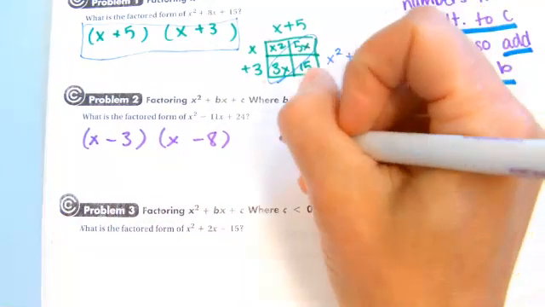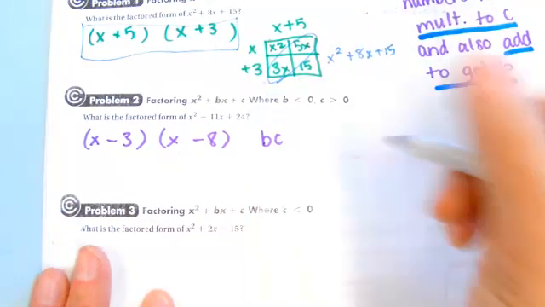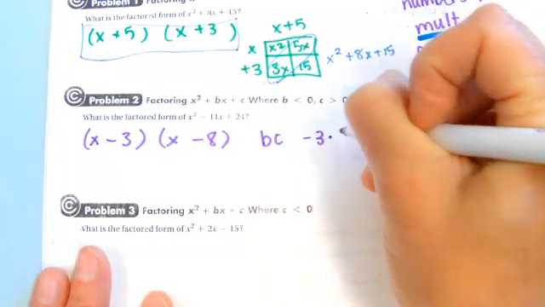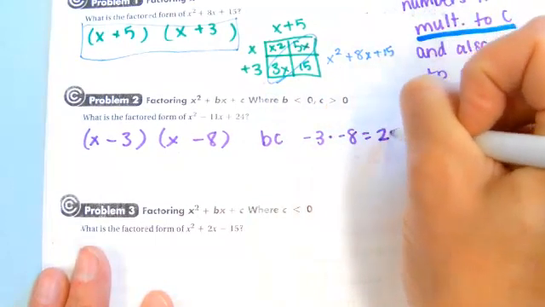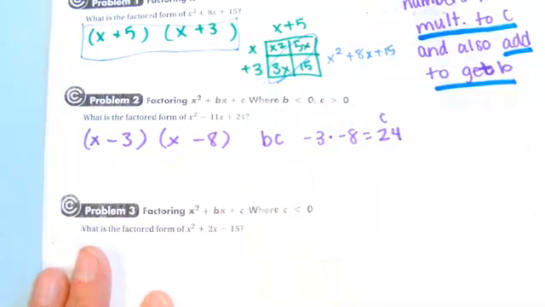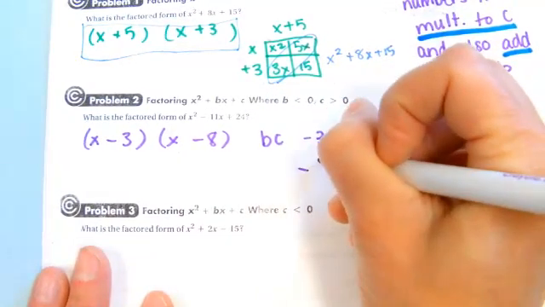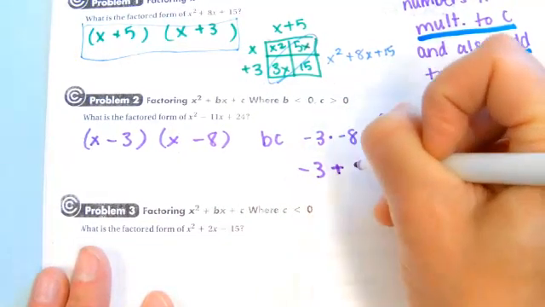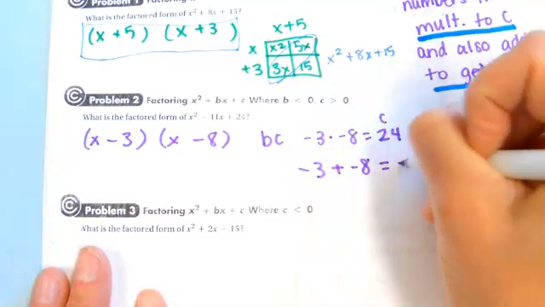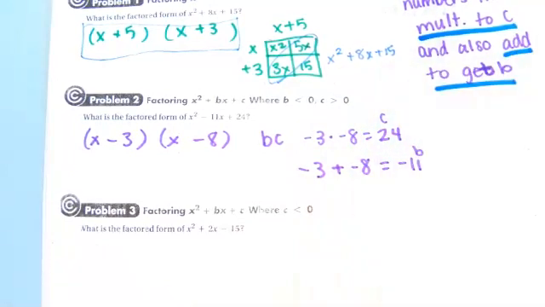This is our note: negative 3 times negative 8 equals positive 24, which equals our c value. Negative 3 plus negative 8 equals negative 11, which is our b value. That's why.